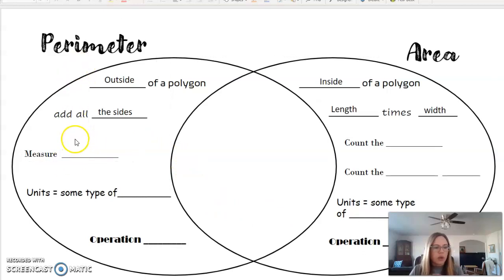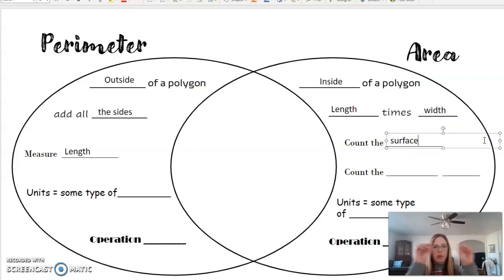Okay, so the perimeter, like we talked about, it measures all the sides. When we are measuring perimeter, we're using length, right? Because when you go all the way around, you're looking for how long something is. So perimeter measures length. But when we are measuring area, we're actually counting the surface of something.